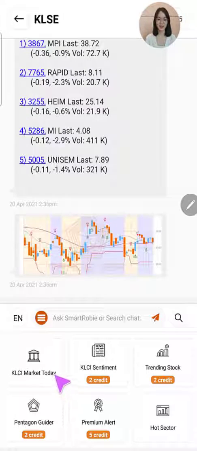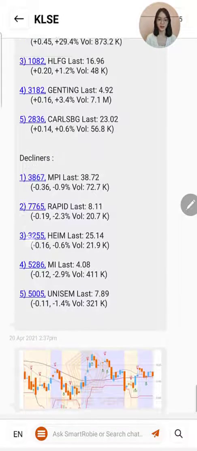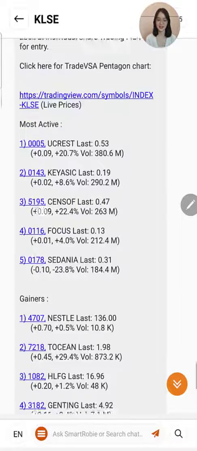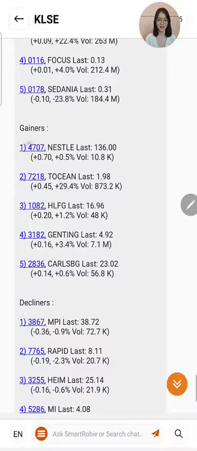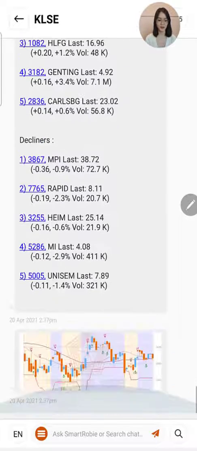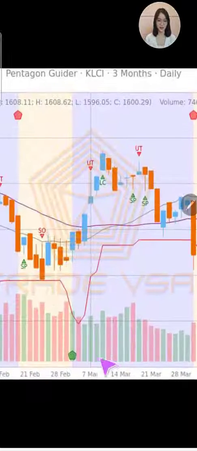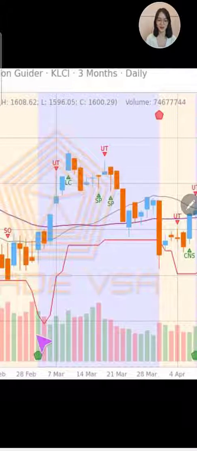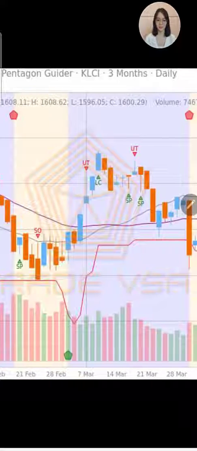Let us look at the KLSE market today. You can see what's happening to the market right now and also look at the most active stocks, highest gainers, and also decliners. So once you go all the way to the bottom, you can see a chart right here, which is our famous Pentagon Guider chart, where you have two indicators, which is the green pentagon that indicates an uptrending market and the red pentagon that will appear in the chart when the market is downtrending.